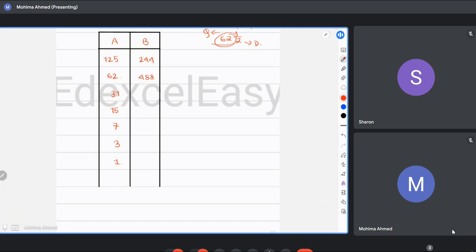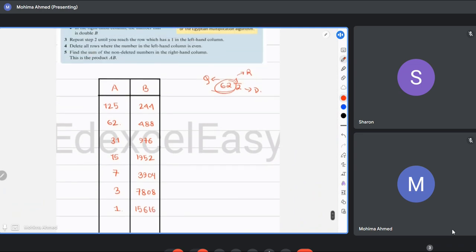Multiplied by 2 is 976. Times 2 is 1952. And then multiplied by 2 is 3904. And then multiplying by 2 gives you 7808. And then again multiplied by 2 gives you 15616. According to our algorithm, what was the case?